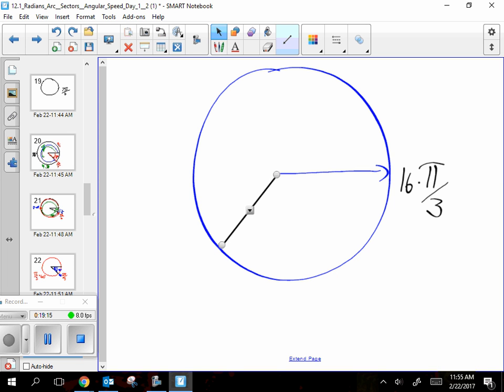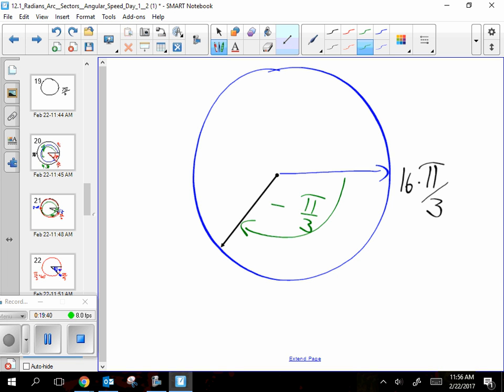Raise your hand if you had that one right. Okay, good. Give me just one other name for it then. I'd pick this one for me. But negative is for sure right. Would you agree it's a bunch of pi over 3's? So how many pi over 3's do you have to go to get there? Negative 2 pi over 3's.